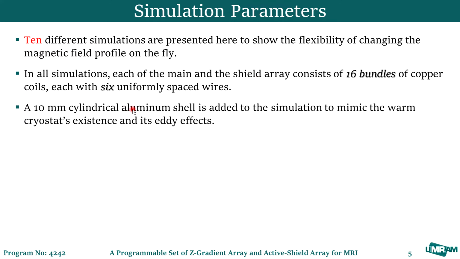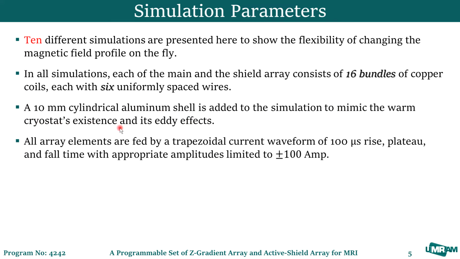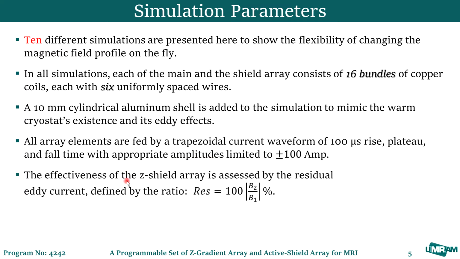A 10 mm cylindrical aluminum shell is added to the simulation to mimic the warm cryostat's existence and its eddy effects. All array elements are fed by a trapezoidal current waveform of 100 microsecond rise, plateau, and fall time with appropriate amplitudes limited to plus or minus 100 amps. The effectiveness of the Z-shield array is assessed by the residual eddy current, defined by the ratio of B2 to B1, as you can see in the picture.